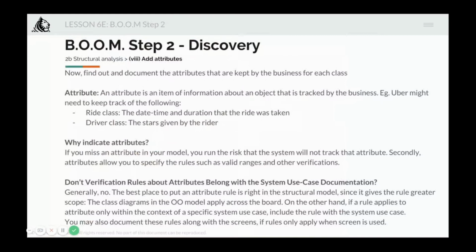right? What about verification rules about the attributes? They belong to the system use case documentation or not? Well, in general, no. The best place to put an attribute rule is right in the structural model and not in the use case documentation. Okay, since it gives the rule greater scope. The class diagram in the object oriented model apply across the board. On the other hand, if a rule applies to the attribute only within the context of a specific system use case, include the rule with the system use case documentation.